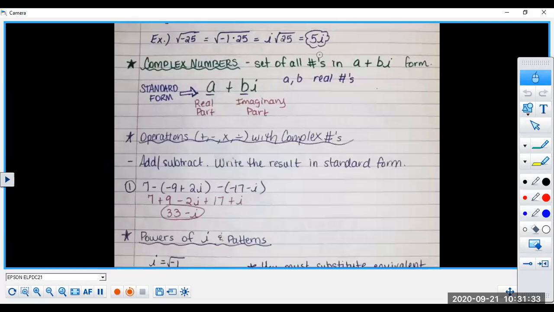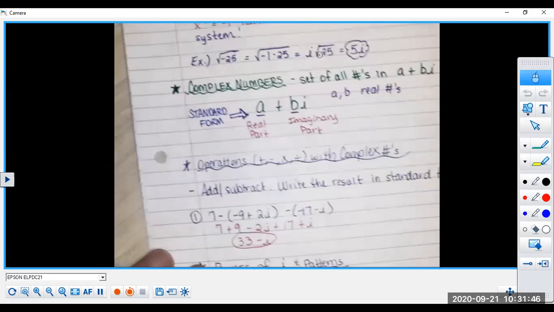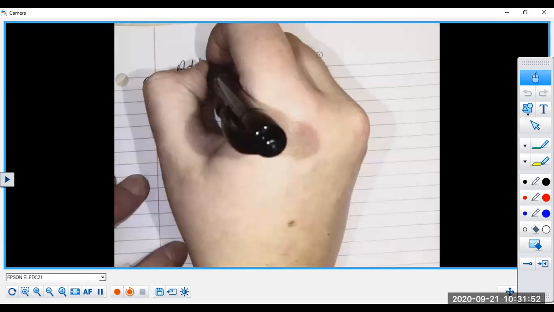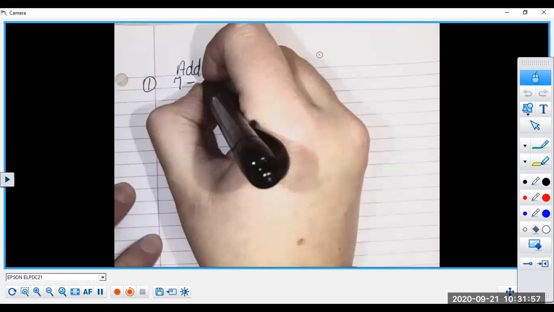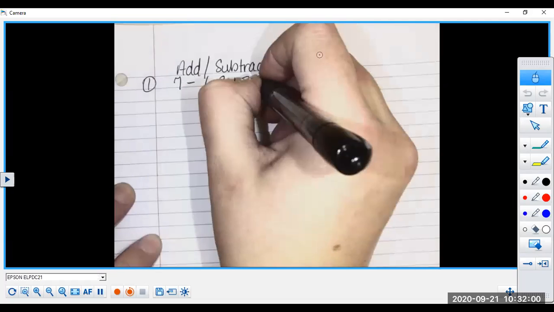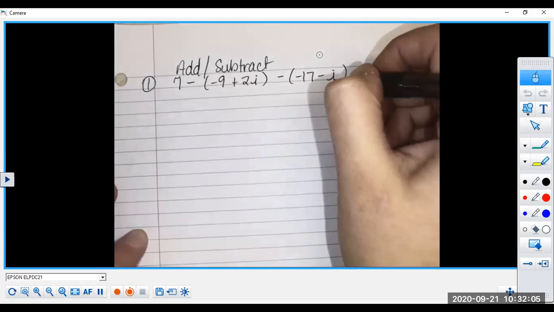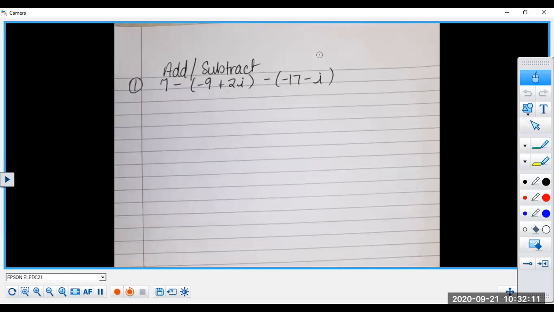All right, going back to this, I'll work these examples that are already worked in your notes for you, so you can just follow along if you want to and write these down. We're just going to look at adding and subtracting first. Number 1, we've got 7 minus negative 9 plus 2i, minus 17 minus i. Can y'all see that okay?